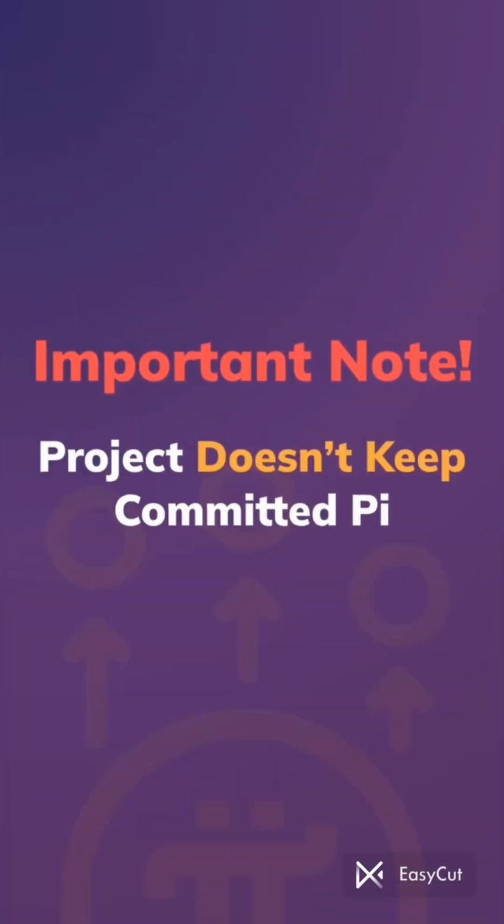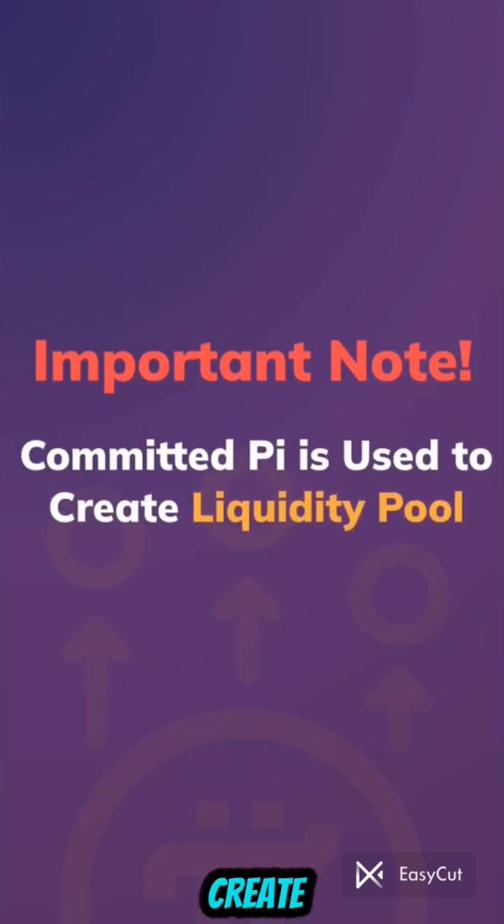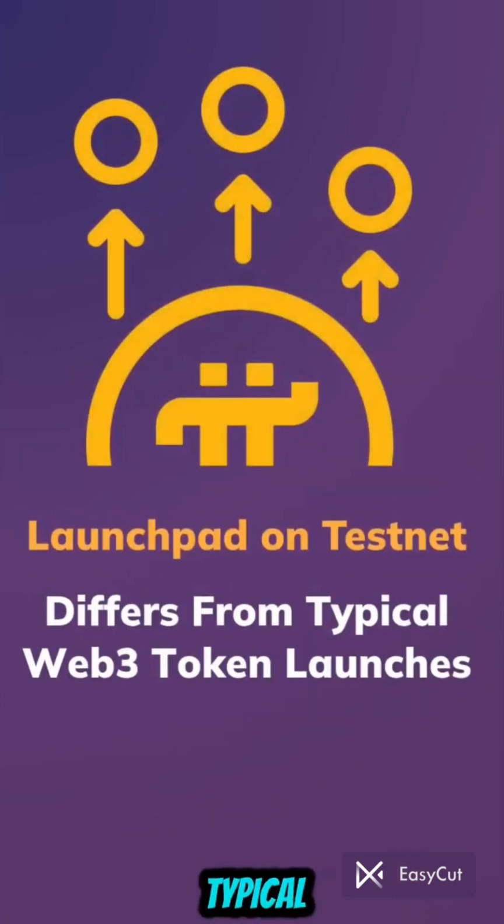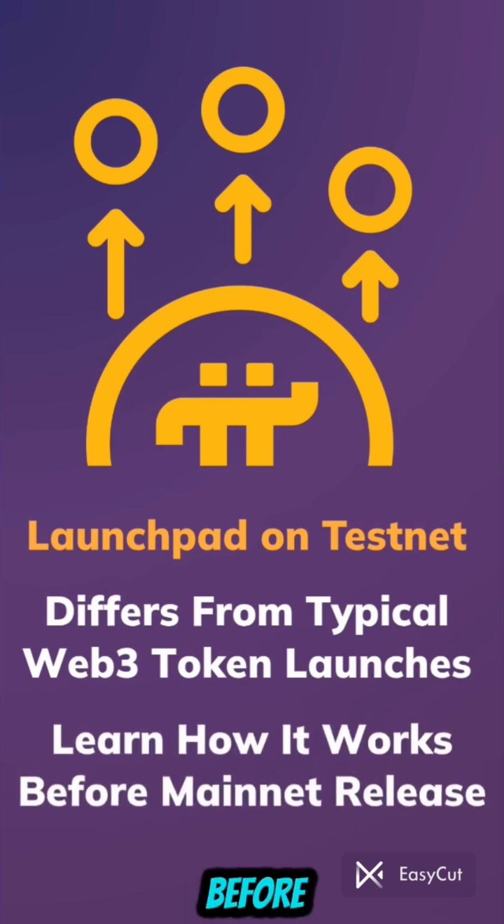Important note: in this model, the project team doesn't keep the Pi you commit. In addition to being used to create a liquidity pool, it ensures projects are held accountable for delivering useful services and products to their users. Since the Launchpad works differently from typical Web3 token launches, it's starting on testnet first. This lets pioneers learn how it works before it goes live on mainnet.